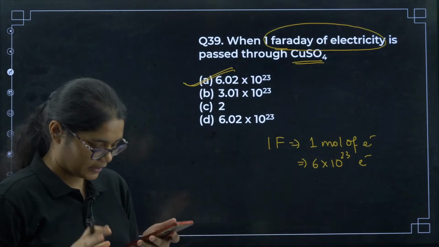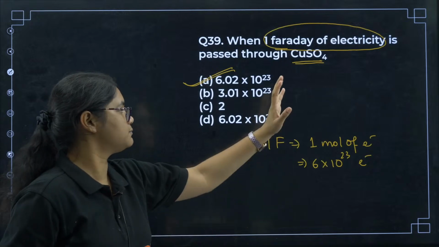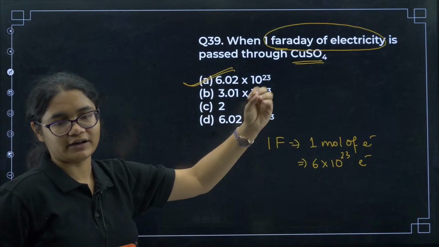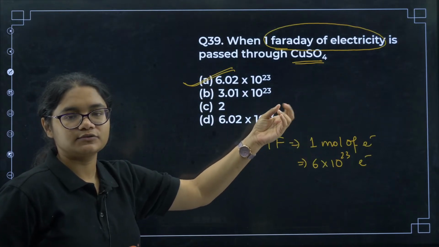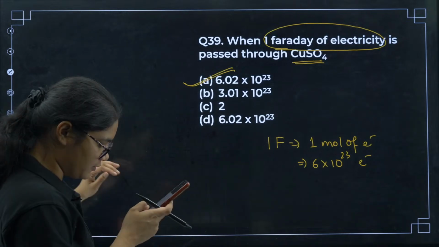The answer is A, because we have just 1 Faraday. 1 Faraday is passed through a solution of copper sulfate. 1 Faraday passed means 1 mole of electrons are passed, right? So 1 mole of electrons means 6.022 into 10 to the power of 23.